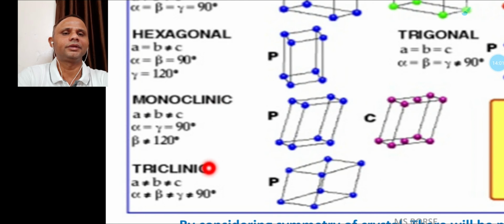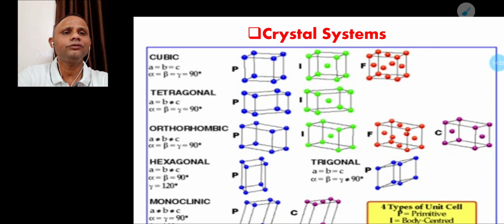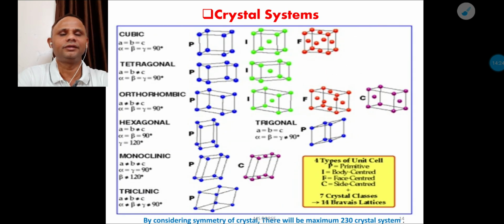And this is the last, triclinic. That means A is not equal to B, B is not equal to C. Alpha is not equal to beta, beta is not equal to gamma, and none is equal to 90 degrees. That means every angle will be different. So whatever unit cell we find, that is called triclinic. These are the 7 basic crystal unit cells. So initially crystallographers found only the 7 basic crystal systems: cubic, tetragonal, orthorhombic, hexagonal, trigonal, monoclinic and triclinic.